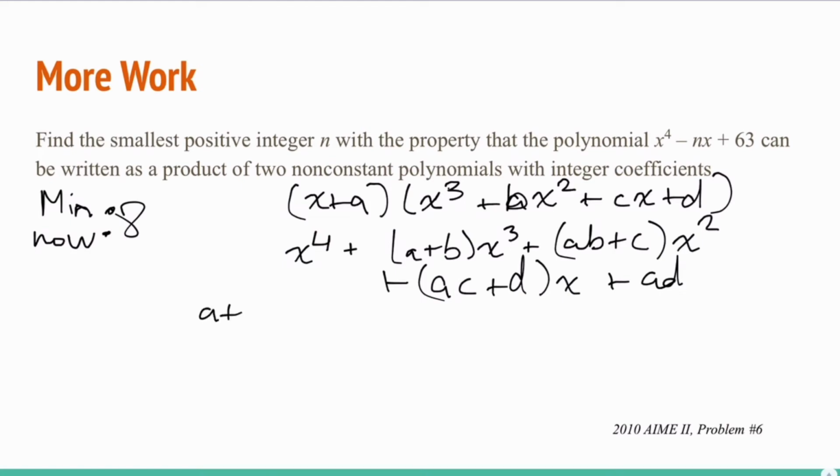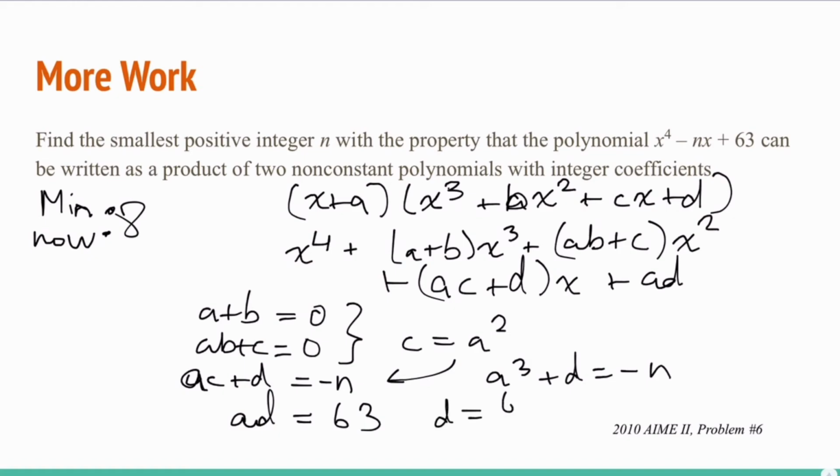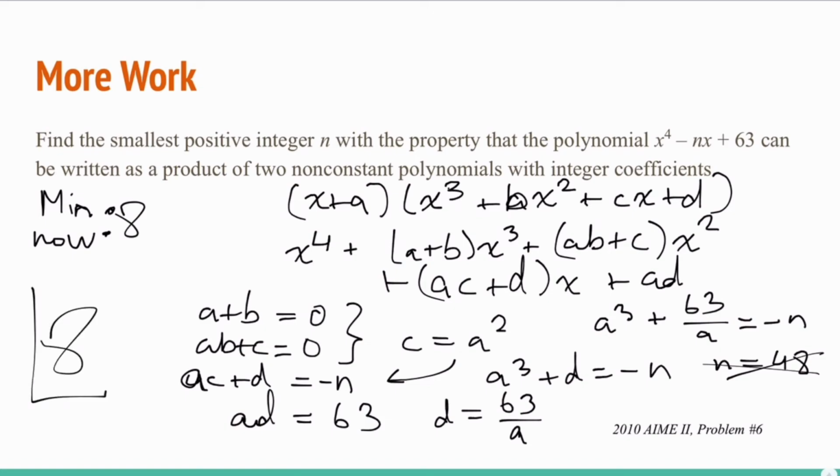Equating coefficients, we get that a plus b equals 0, ab plus c equals 0, ac plus d equals negative n, and ad equals 63. Solving this, we get c equals a squared, and plugging into this, we get a cubed plus d equals negative n. Also, d is equal to 63 by a, so we get that a cubed plus 63 by a equals negative n. And the smallest value that's possible for n is 48. But this is much larger than 8. So our final answer is just 8.